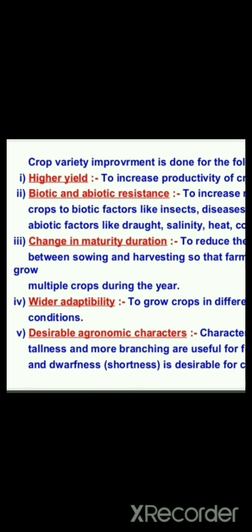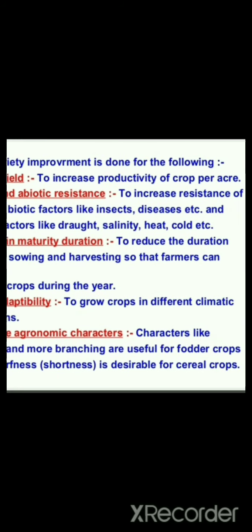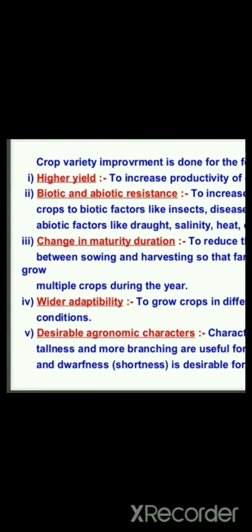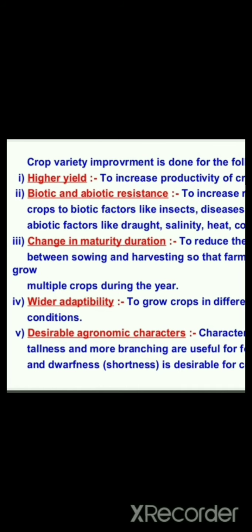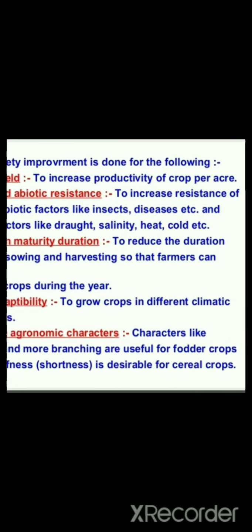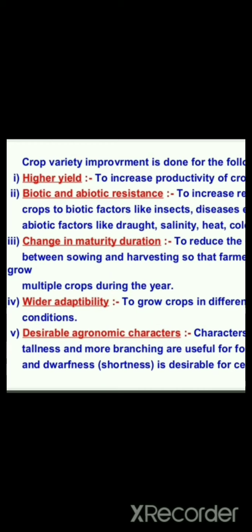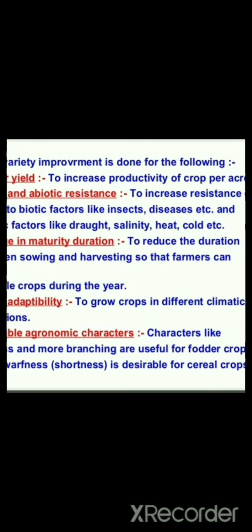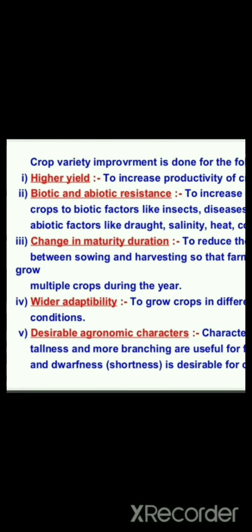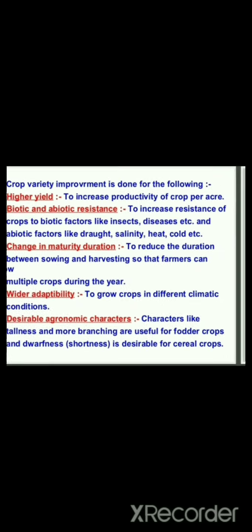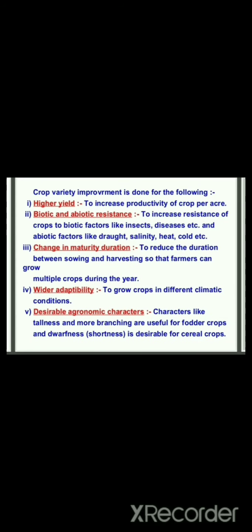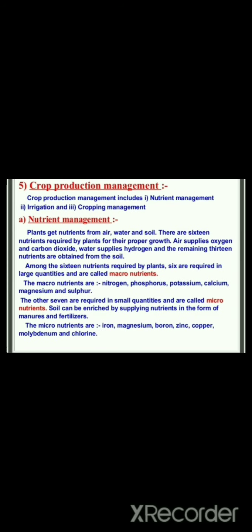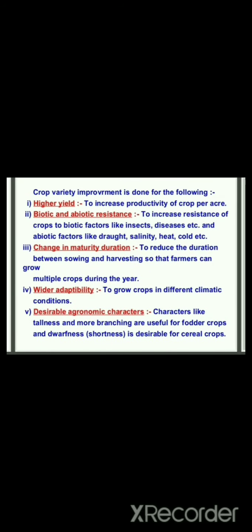And it is done for a change in the maturity duration, that is to reduce the duration between sowing and harvesting so that farmers can grow multiple crops during the year. Wider adaptability to grow the crops in different climatic conditions. Desirable agronomic characters like tallness and more branching are useful for fodder crops, and dwarfness is desirable for cereal crops. As this I have already taught.